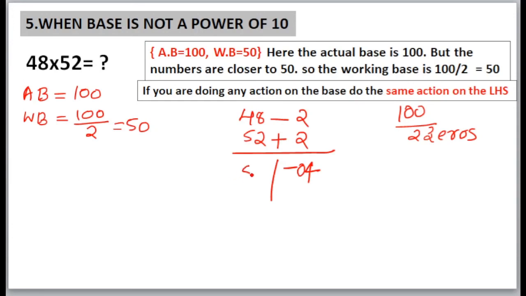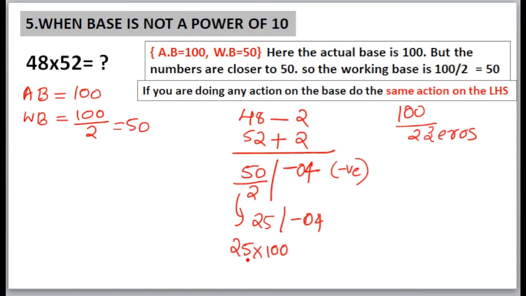But we have an action on the base, that is division, divided by 2. So our LHS will be 25 and our RHS will be minus 04. But when you have a negative sign on the RHS, you will have to perform a multiplication with the LHS. That is, you have to multiply your LHS with the base and then subtract the RHS to get the result. That is, 2500 minus 4 is equal to 2496. This is your answer.